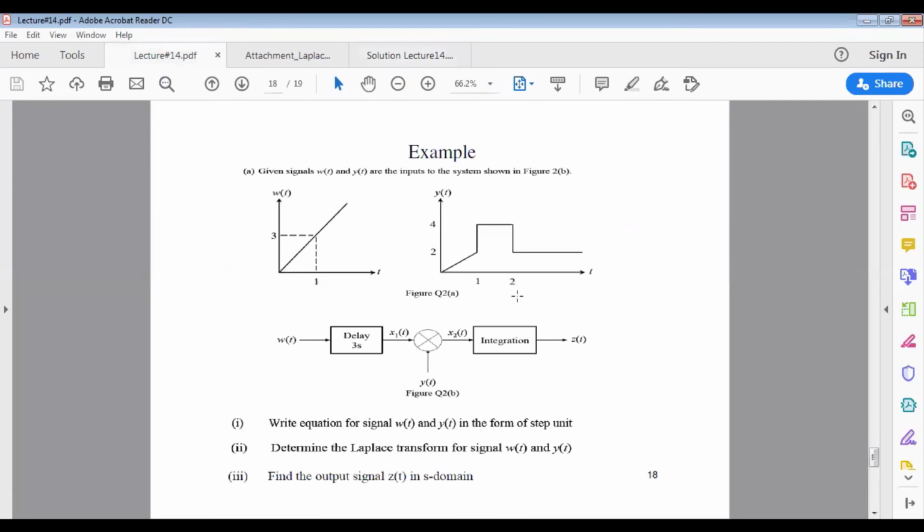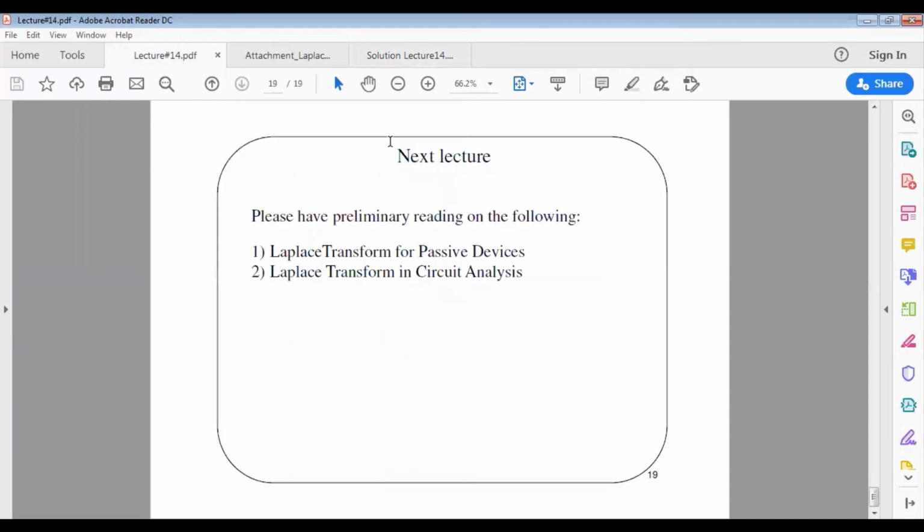For your information, these examples that we have here are previous test 2 questions. So that's the end of lecture 14. Hopefully you understand well the topic of properties of Laplace transform.